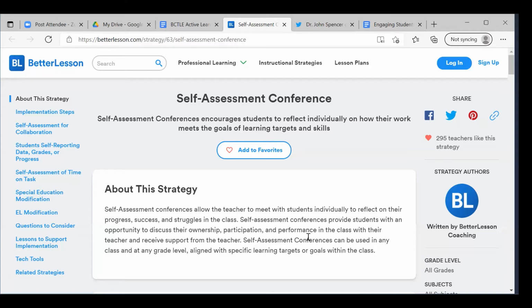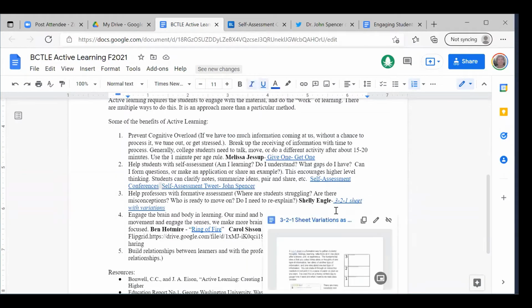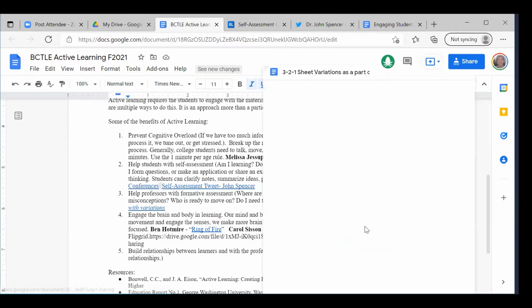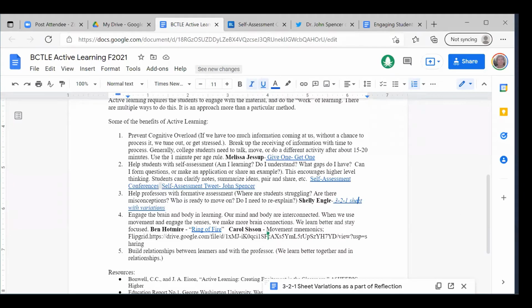Okay, were you going to share the 3, 2, 1? Yeah, sure, while I'm here. While you're there. Okay, so then the other thing, I work a ton with formative assessment, and let's see here.